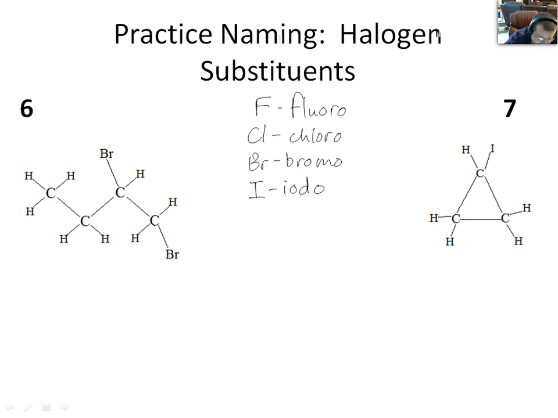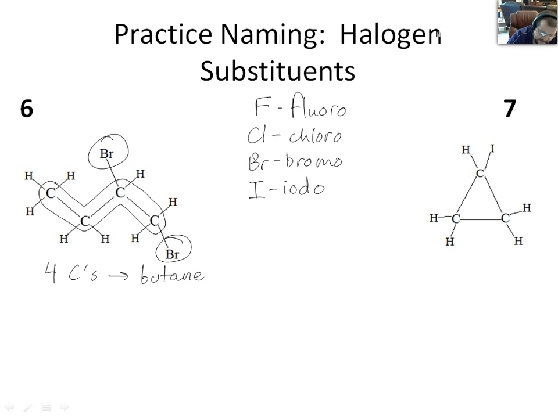Alright, so starting on number 6. First step is always parent chain. So the longest chain of carbons that we can trace with our pen without lifting up our pen or hitting a carbon twice is 4 carbons. The prefix for 4 is but, so we'd call this butane. Not cyclobutane, because we're not in a ring, we're just in a chain. And circling everything except the hydrogens that are hanging off, that's not included in the chain. I've got 2 Brs that are hanging off. The name of a Br group is bromo, and I have 2 of them, so I'm going to call it dibromo.